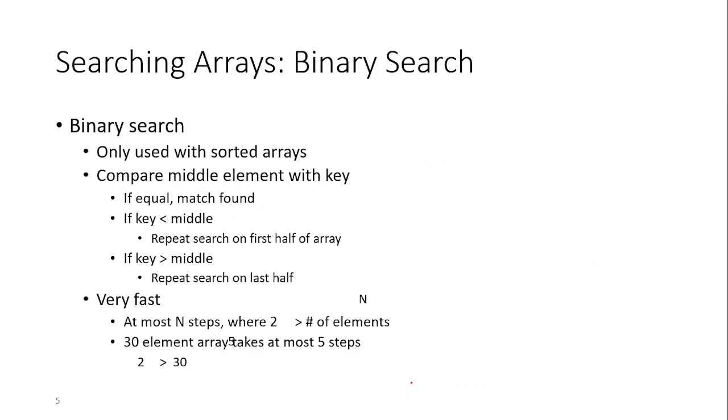So this is how the binary search works. Let me explain it to you. Binary search is used only with sorted arrays. You should always remember that. It is always used with sorted arrays. Now how do we use it with sorted arrays? I'll give you an example of that.